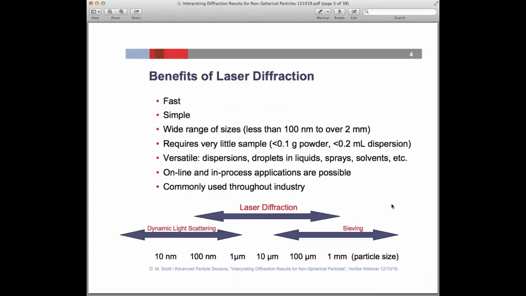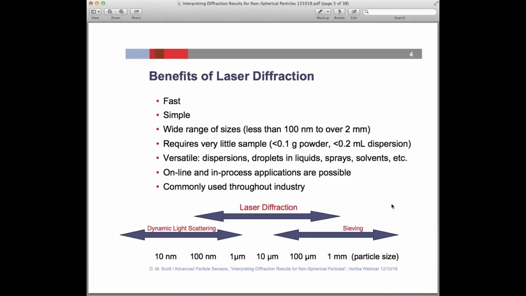Okay, laser diffraction is probably the most versatile particle size measurement technique that we have. It's fast, it's simple, it covers an extremely wide range of sizes. Some instruments can go down to 50 nanometers or thereabouts. It can go up to several millimeters, so it's quite a wide dynamic range. It requires very little sample. It depends on what the sample is, of course, but you might need only 1/10 of a gram of powder or 0.2 milliliters of dispersion to make a measurement.